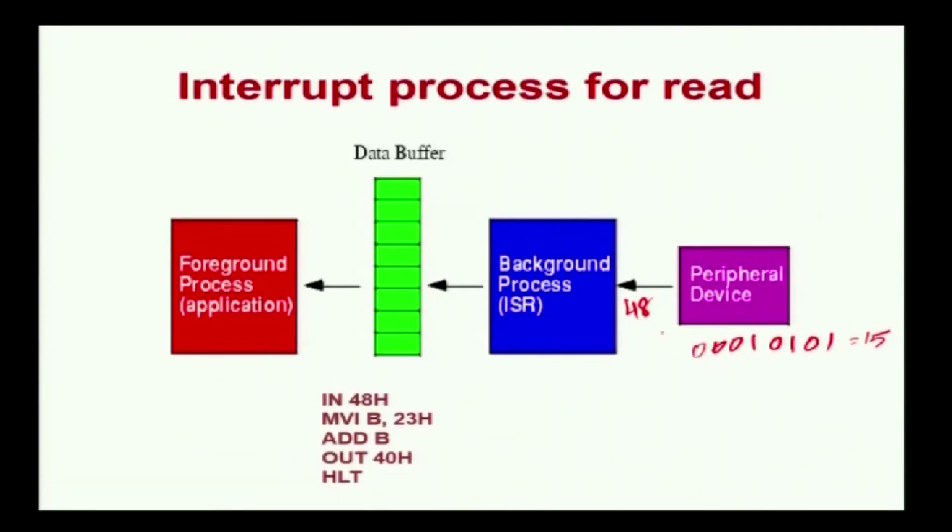The content of 48, which is 15, is moved to the buffer, the corresponding value 0 0 0 1 0 1 0 1 will be moved. Now, the processor receives the data. This will be executed by using the IN instruction. IN 48 H means the content of the 48, which is 15, is loaded to the accumulator. Now, we are loading another value 23. Now, ADD B means the B register value is added to the accumulator.